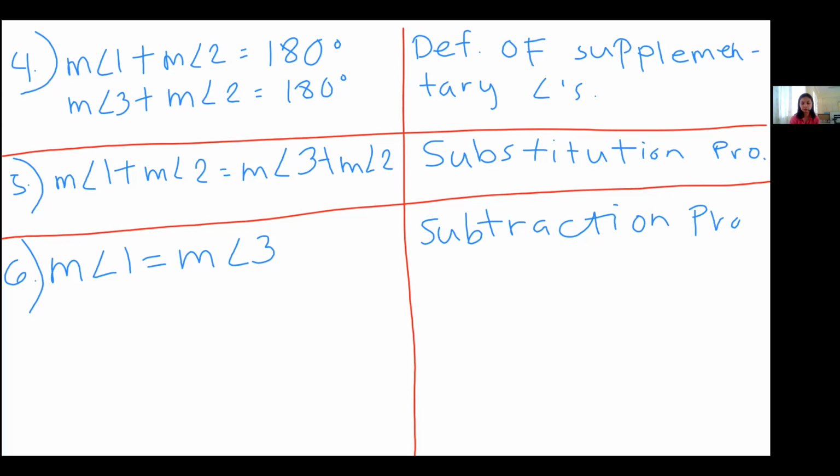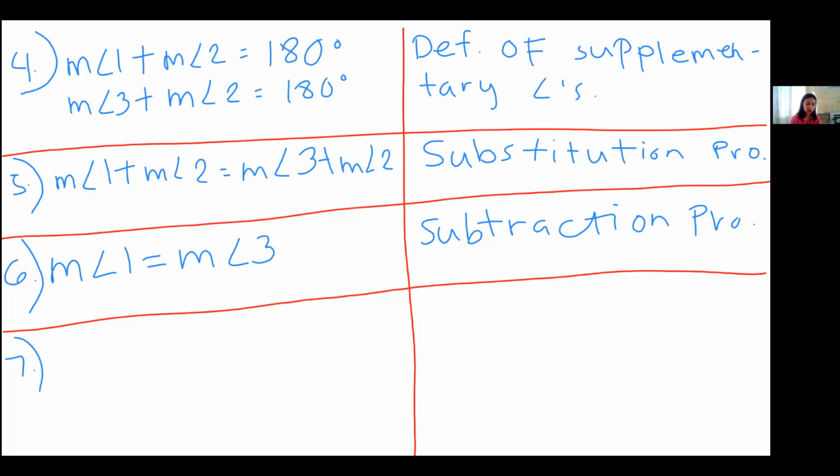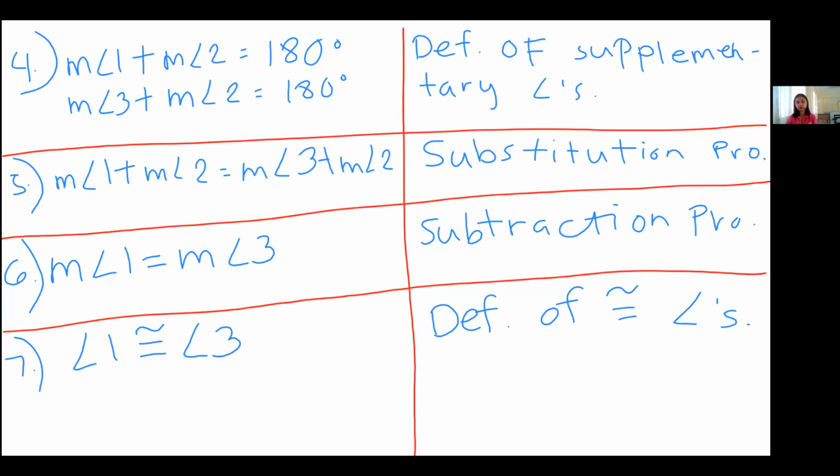Subtraction property. And then last one po. So since they are equal, we can now say that angle 1 is congruent to angle 3 by the definition of congruent angles. Definition of congruent angles. Okay.